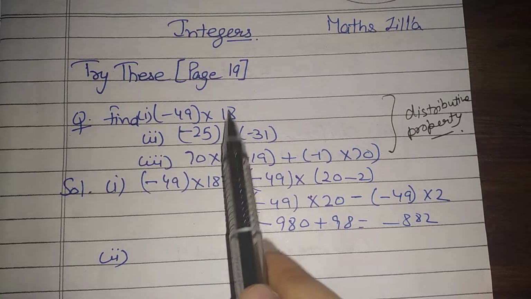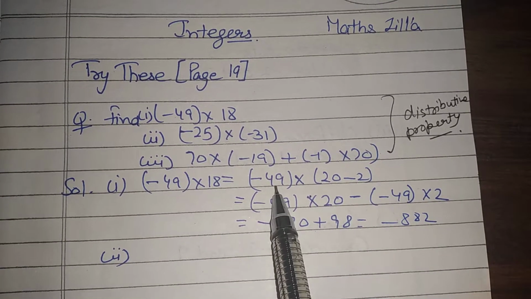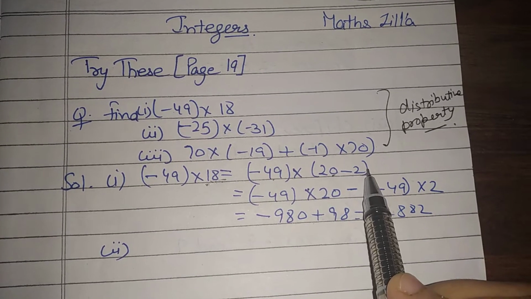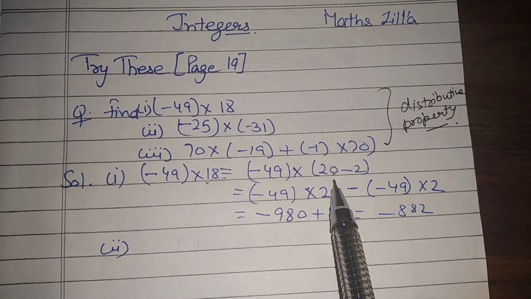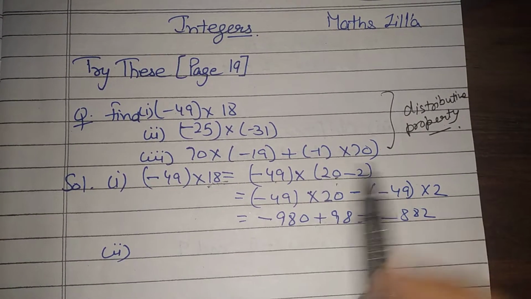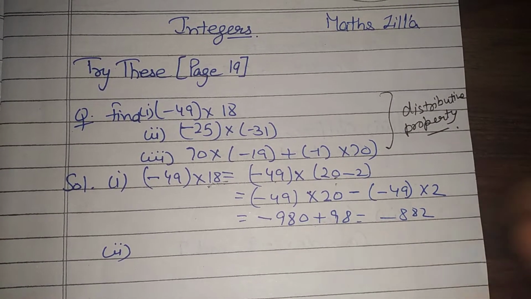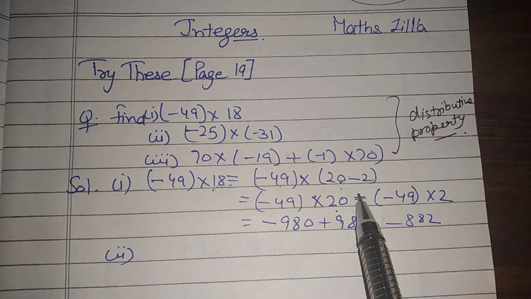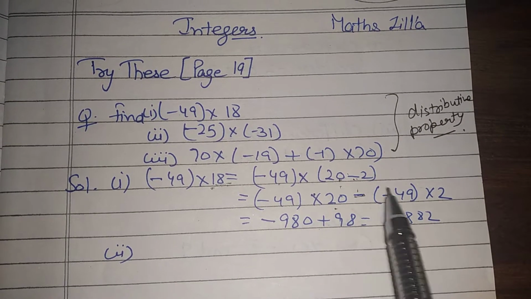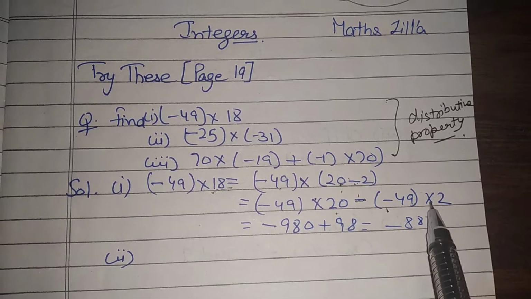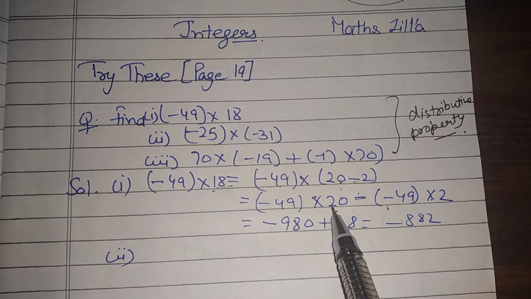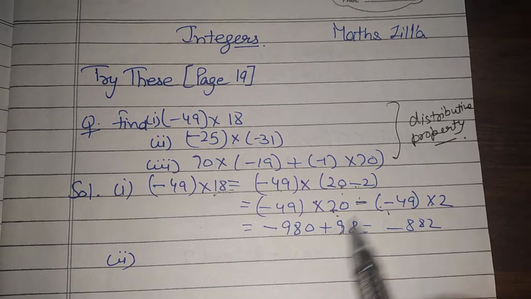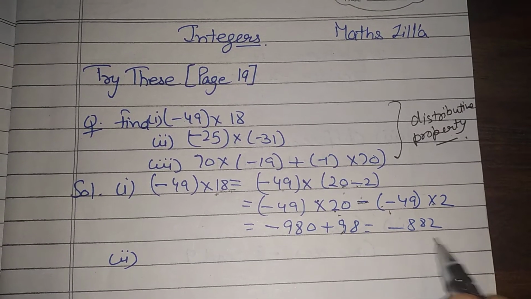Minus 49 into 18. 18 can be written as 20 minus 2. So divided into two parts: minus 49 into 20 minus, because there is a minus sign, minus of 49 into 2. So this is minus 980 and this is plus 98. So the answer is minus 882.